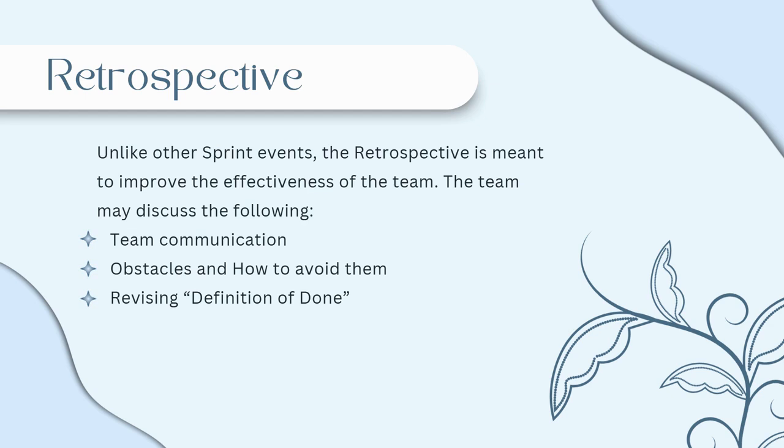Obstacles and how to avoid them. Sprints don't always go as planned. The retrospective is a perfect time to talk about what slowed the team down. Were there blockers you didn't anticipate? This meeting lets you figure out how to avoid similar issues next time. This might mean streamlining workflows, getting better at time management, or making sure the team has the resources they need. Proactively addressing these issues sets everyone up for smoother sailing in future sprints. Definition of done.